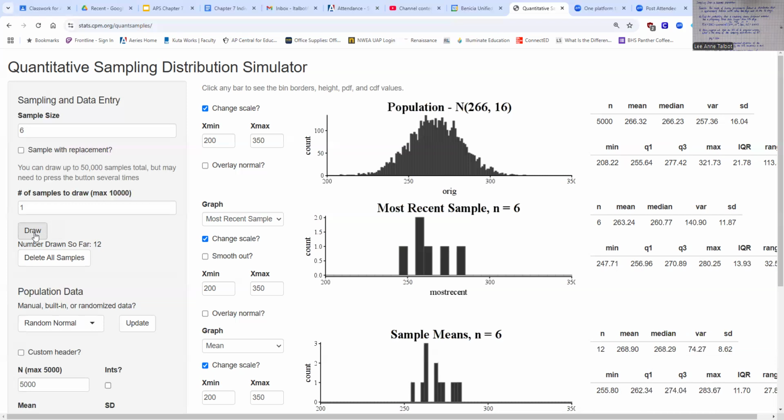Now, this has 12 averages plotted down. Does that make sense? Because I did one, and then I did another one, and then I did 10 more. So this is 12 averages. Do you see how less spread out this is than the original population?